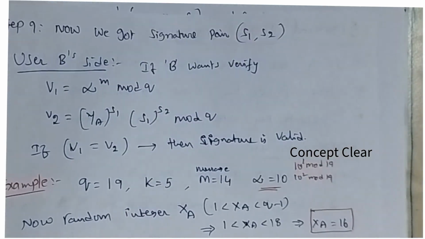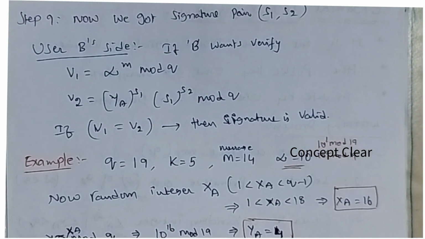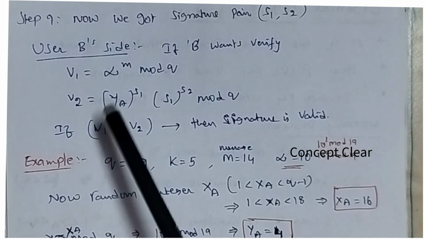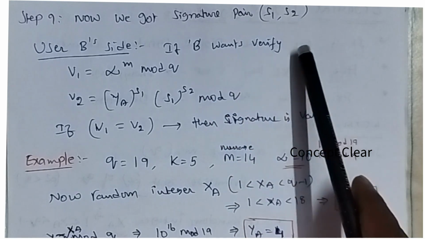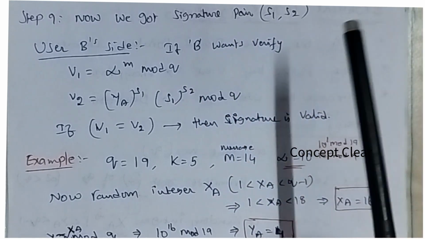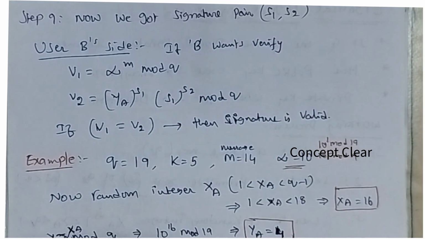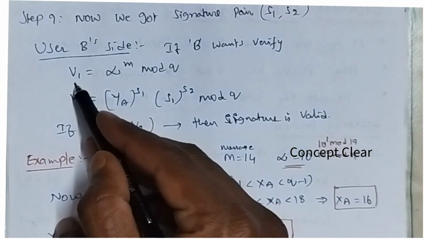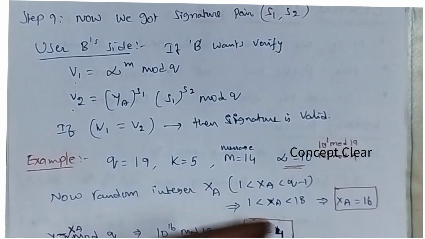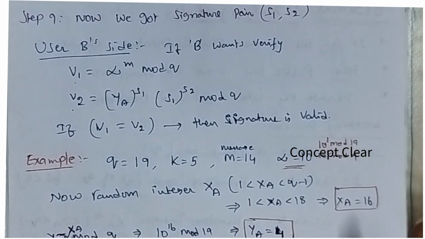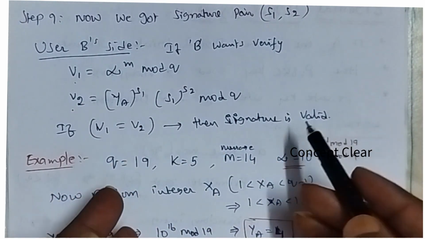And what about the receiver side? Generally, if you get a message from some person, we won't apply any methods to check whether it is an original message or not. But if you want to verify, we have to verify whether the message came from the original sender or not. So how to verify? We have to calculate the v1 value and v2 value and compare these two. If both are the same, that is a valid signature. If both are not the same, that is not a valid signature.